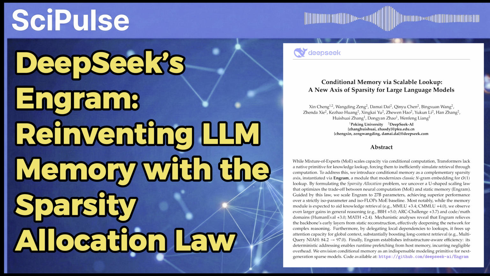So wrapping this all up, what does this mean for the future of AI design? The researchers seem to have a pretty clear vision. They say they envision conditional memory as an indispensable modeling primitive for next-generation sparse models. And they should. I think this represents a pivotal, maybe even overdue shift in architecture. We're finally moving away from forcing the computational engine to pretend it's a memory drive. Right. And we're moving toward implementing genuine constant time O(1) knowledge lookup.